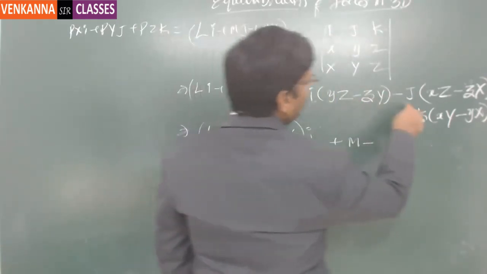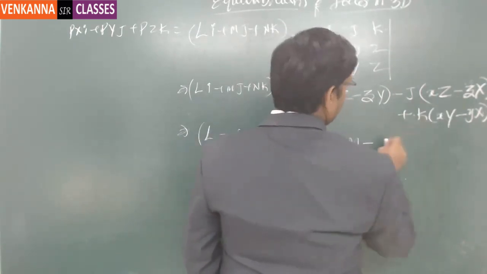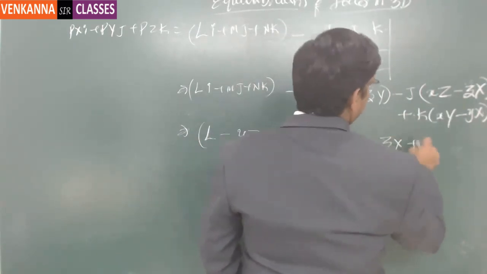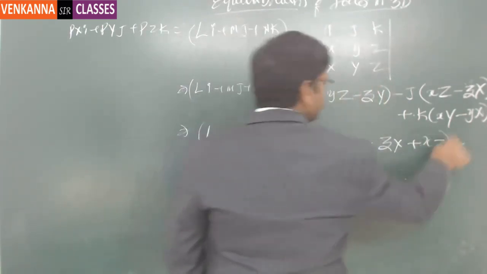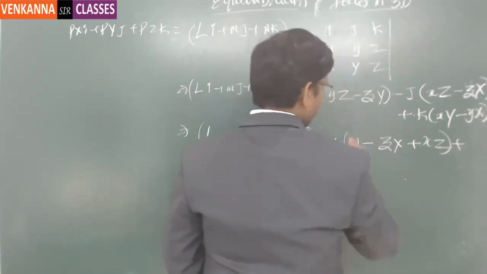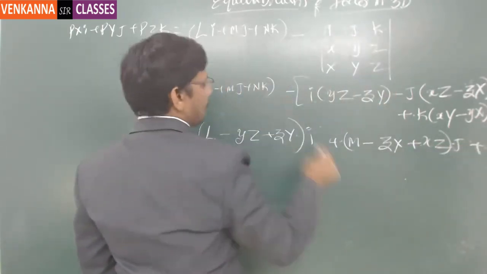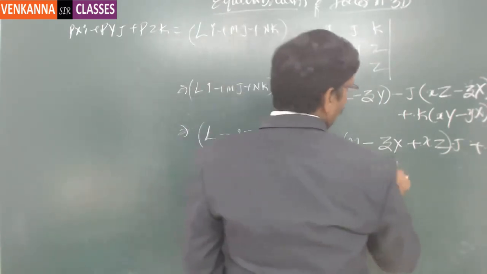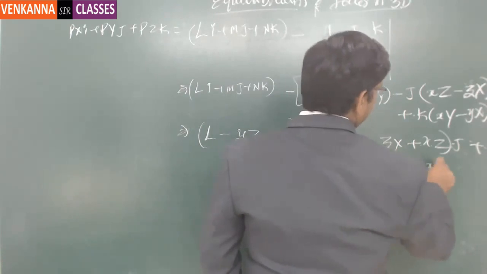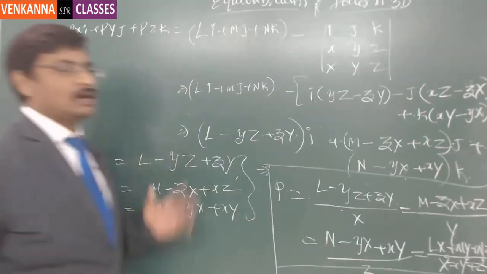So this is (m minus zx plus xz) times j plus (n minus yx plus xy) times k. Okay, great. So I'm just repeating what I have explained.